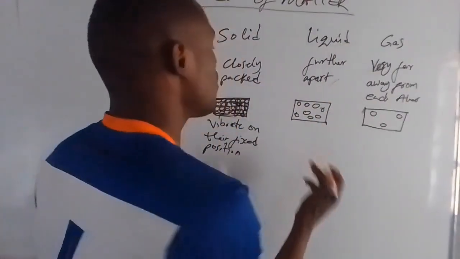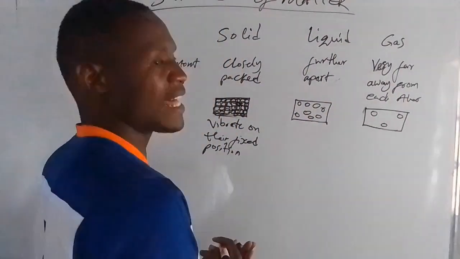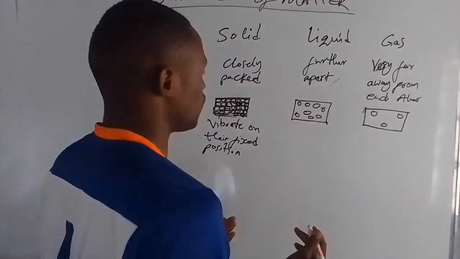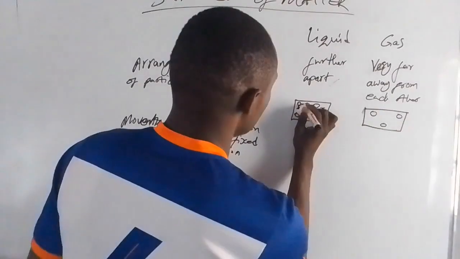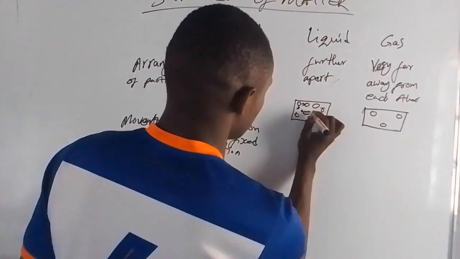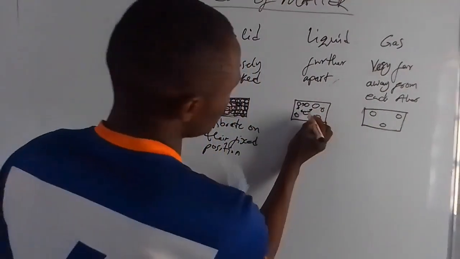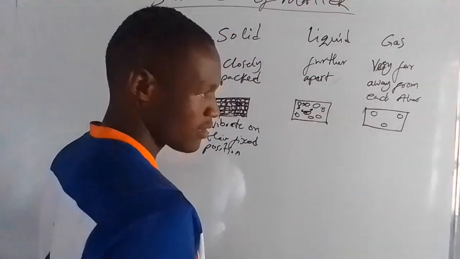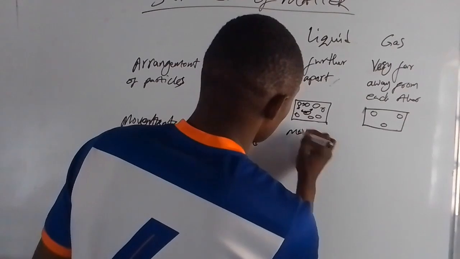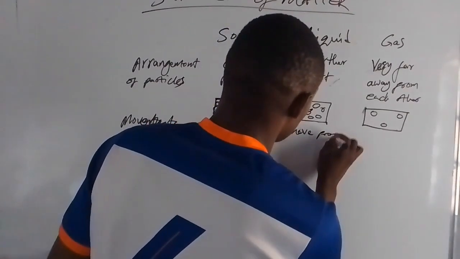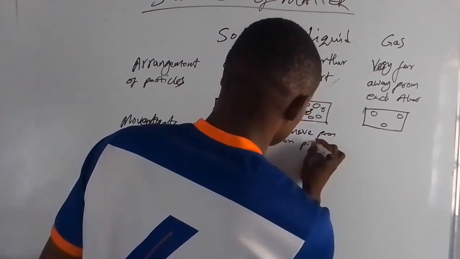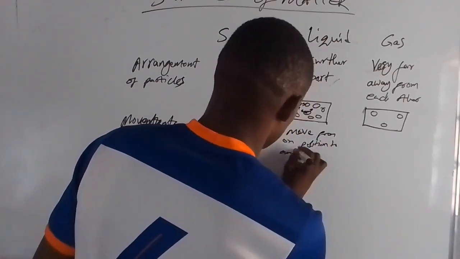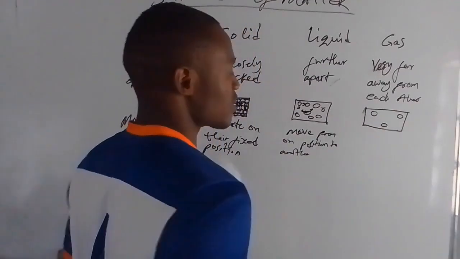We come to the liquids. The particles can move from one point to another. They easily move because there are some spaces. You can see that there is some space. So this particle can move from here up to somewhere just like that. They move from one position to another.